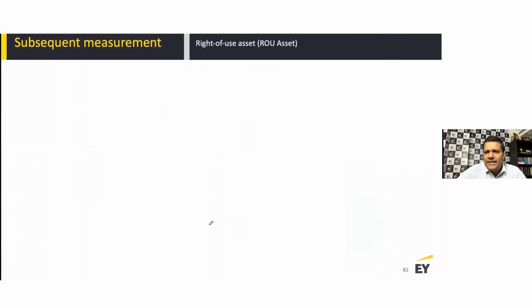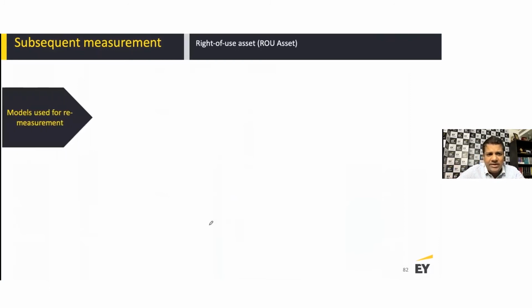All right. So moving forward, now we're going to talk about the subsequent measurement of right of use asset. This was the initial measurement. Initial measurement ordinarily will not change, right? Unless there's a change in terms and conditions, or if it is linked to an index or a rate, as I said, and if those index or rate itself changes on the remeasurement date.